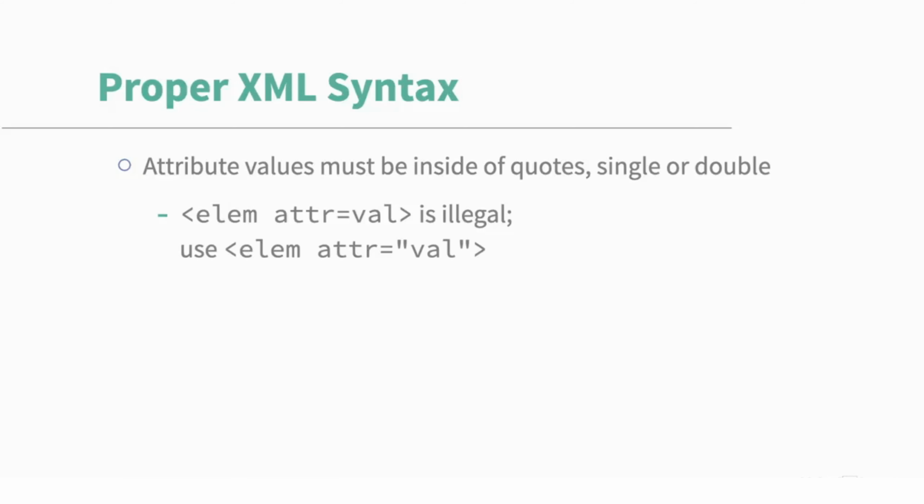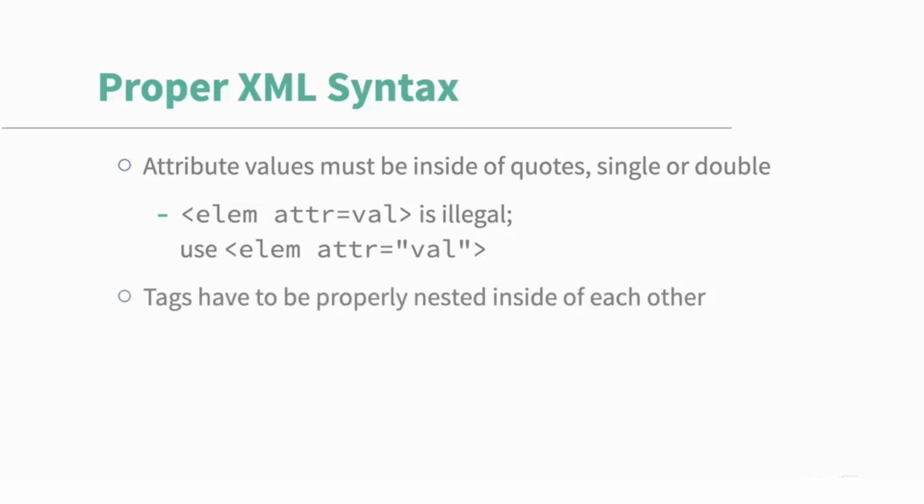And then finally, tags have to be properly nested inside of each other. Now, in the old days, browsers let you get away with this because they could basically figure out what you meant. So if you had a bold and an italic text, and you had an opening B tag and then an opening I tag, but then you closed the B tag first before the I tag, the browser could forgive that, right? Because it could figure out what was going on. In XML, that's illegal. You have to have the tags properly nested and be completely inside of each other.